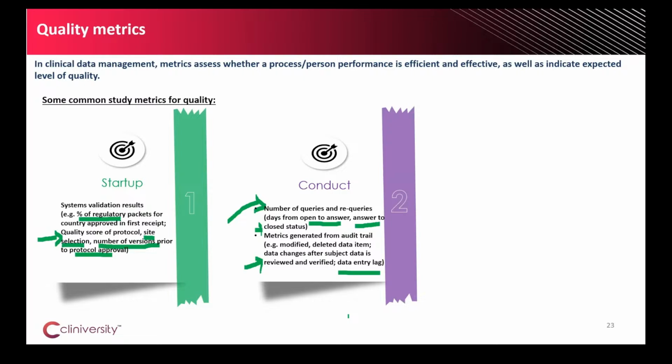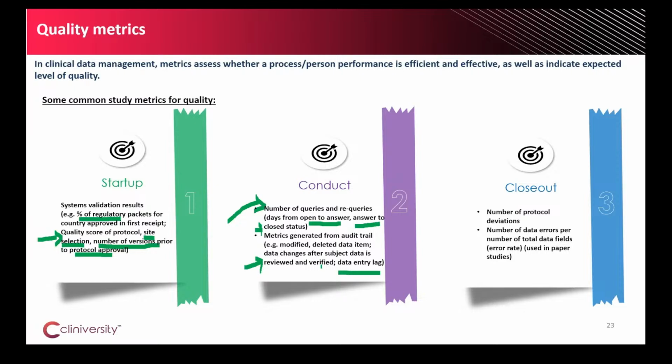But through audit trail metrics, you would realize that there's some data entry lag. Some sites do it within 5 days. Some sites are doing it within 21 days. So after 21 days of the visit, the data is being entered. So such kind of things can also be created as a metric, an indication of the quality of the sites.